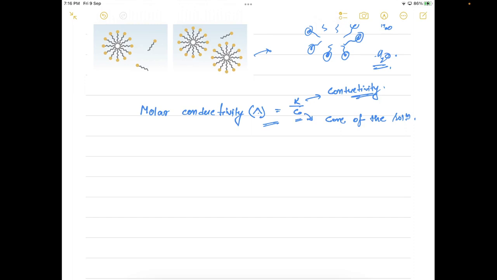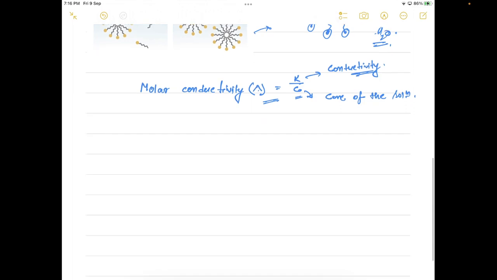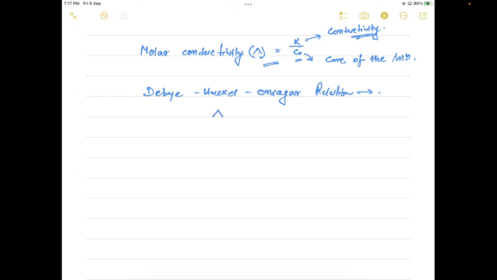So we know this relation is actually Kohlrausch's law, or we can call it the Debye-Hückel-Onsager relationship, which says the molar conductivity of a solution, denoted by capital lambda, equals lambda naught, which is the molar conductivity of the same electrolytic solution at infinite dilute concentration, minus capital K root over C. Here capital K is the Kohlrausch constant, C is the molar concentration, and lambda naught is the molar conductivity of the same electrolytic solution at infinite dilution.